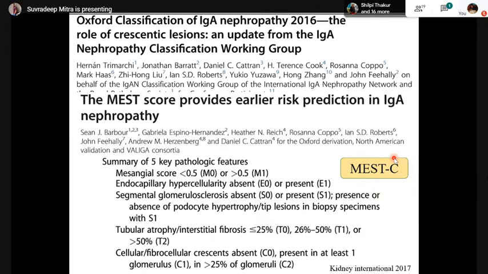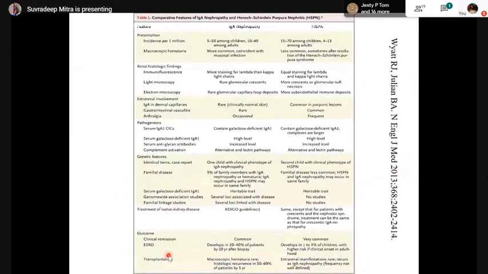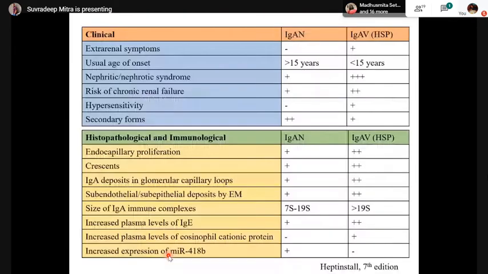So for the postgraduates, you don't have to really know about MEST-C classification, but for theoretical purpose, please know that IgA nephropathy can show you any kind of pattern: mesangial hypercellularity pattern, endocapillary hypercellularity pattern. It can even show you FSGS kind of pattern, and it can show you also crescentic kind of pattern. Also, I have already discussed that there can be absolutely normal pattern, normal morphology, which can only be detected by IgA direct immunofluorescence.